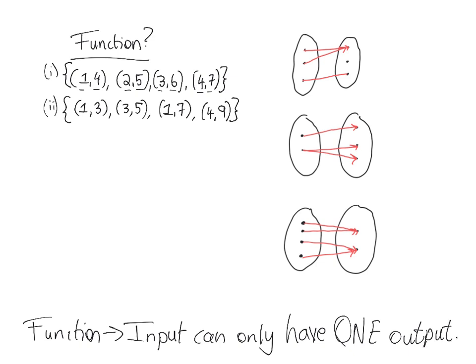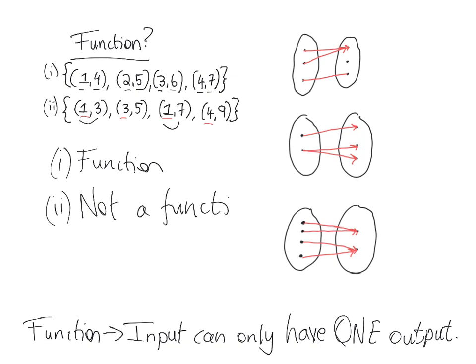So if we look along here, we've input 1, input 2, input 3, and input 4. So there's 4 different inputs. None of them are the same. So this is a function. So the first one is a function. The second one then, we have 1, 3, 1, and 4. Now 1 maps to 3 in this one here, and 1 maps to 7 in that one there. So this one is not a function.